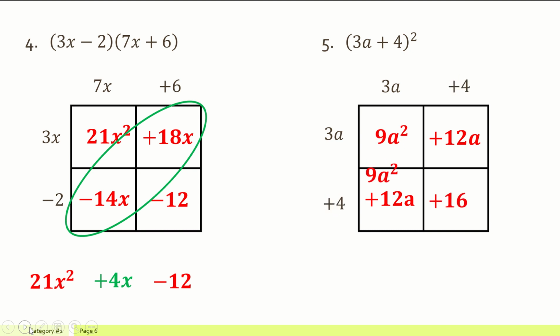Once again, we'll bring down the 9a squared. Combine like terms, 12 plus 12 is 24a. And then the constant is brought down to the end.